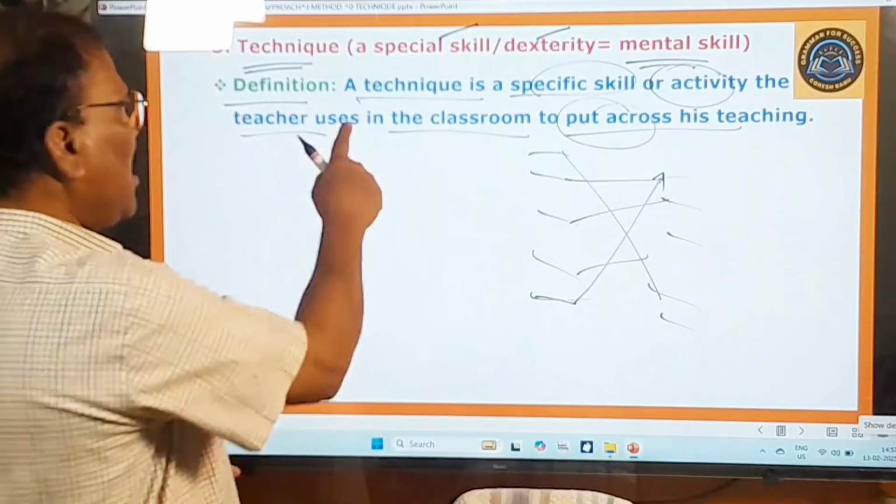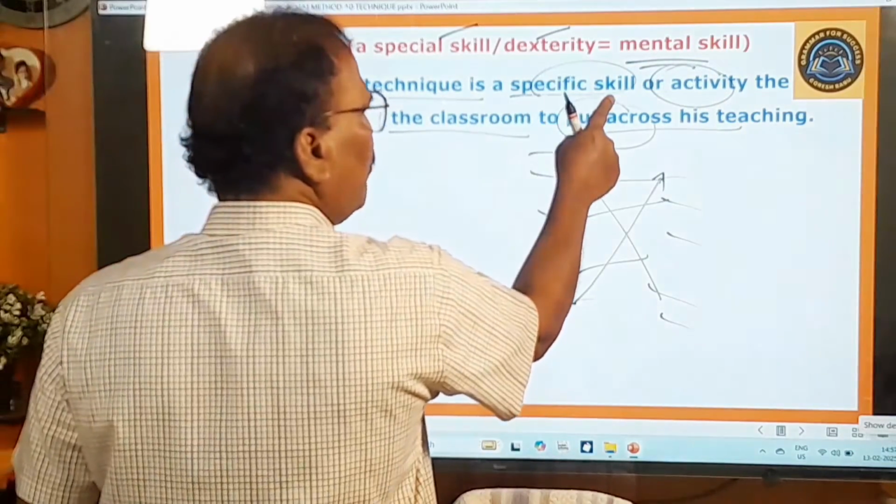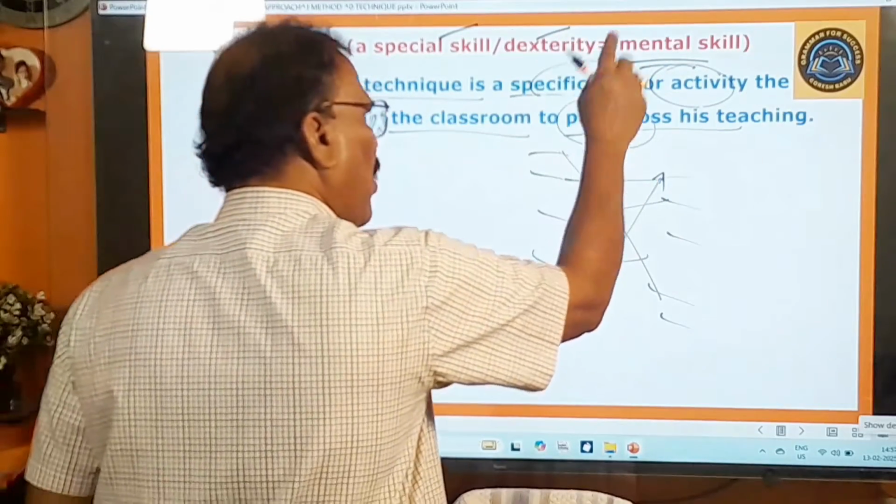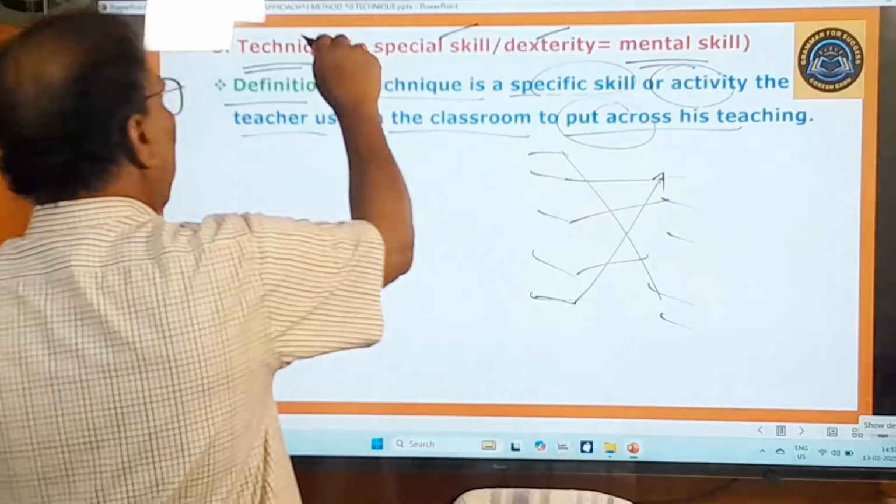So the teacher will adopt some special skill, some specific activity. That specific skill or activity itself is called a technique.